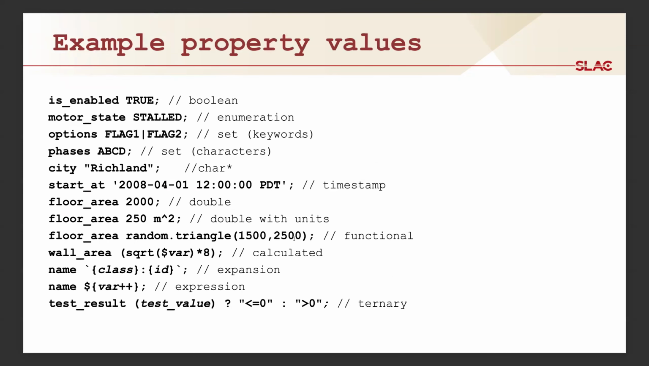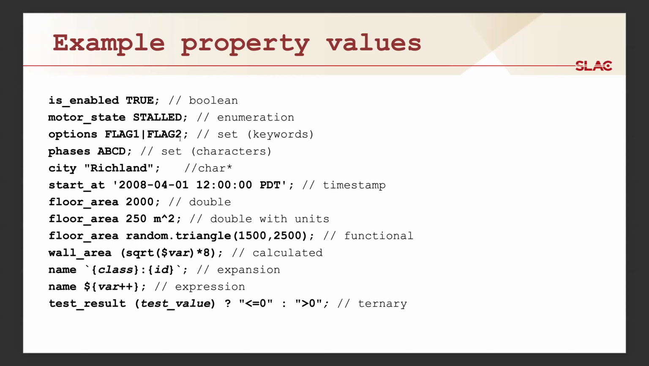Okay, so here are some examples of properties that you can assign to an object. The first property here is enabled, a Boolean value, so you can either assign it true or false. Motor state is an enumeration in the residential house object, and it has a number of states, including one called stalled. It has another, probably, I think, called running. Here's a set where the options are a combination of two flags, flag 1 and flag 2. The two are both set. The vertical bar is used to separate the keywords.